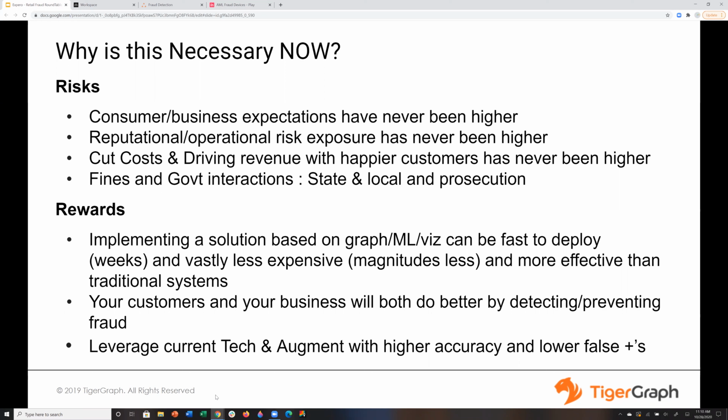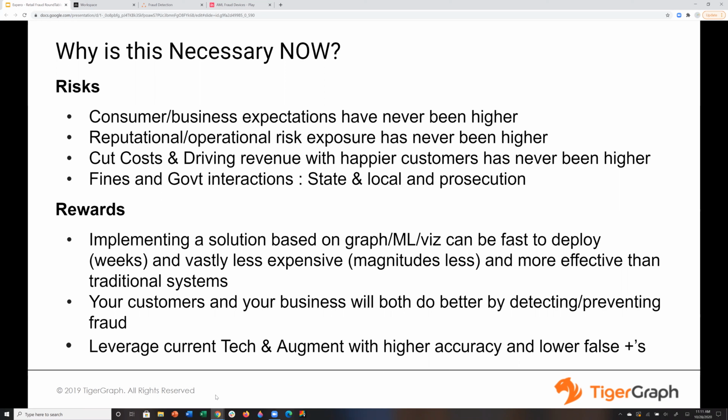In terms of the rewards, we need to do this now because it can be fast to deploy, and you can actually make a big difference in terms of how we intercept retail fraud and how we prevent it. And it can be much more effective than traditional systems, especially when you combine graph with machine learning. It boosts the correctness of those answers and it empowers insights that are very, very powerful. So the reward is that your customers and your business will both do better by detecting and preventing fraud. That is a compelling and standalone reason to get started as is.